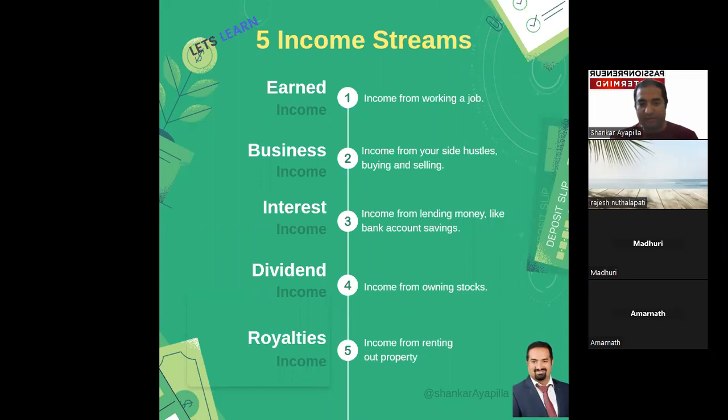Like you're marketing that property or you're subletting that property, you're getting rents. So all these are also different types of streams of income. In short, what I want to say is, don't stay with one single income stream. Try to have multiple income streams which will help you build wealth over a period of time. That is what I'm trying to say.